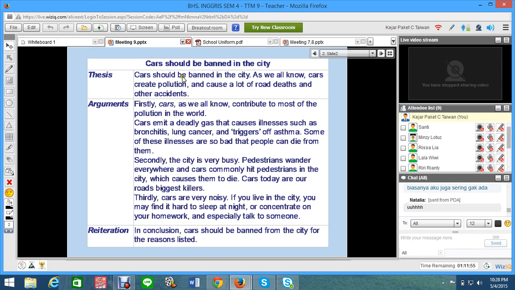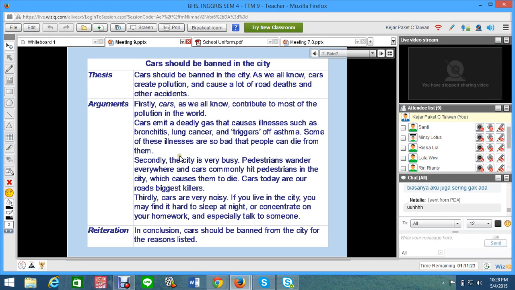Okay, first, your thesis said cars should be banned in the city. So what are the main arguments that support this thesis? The main arguments are: first, cars create pollution. Second, cause a lot of road deaths. And third, other accidents. Okay, we have discussed the first main argument and the second main argument.